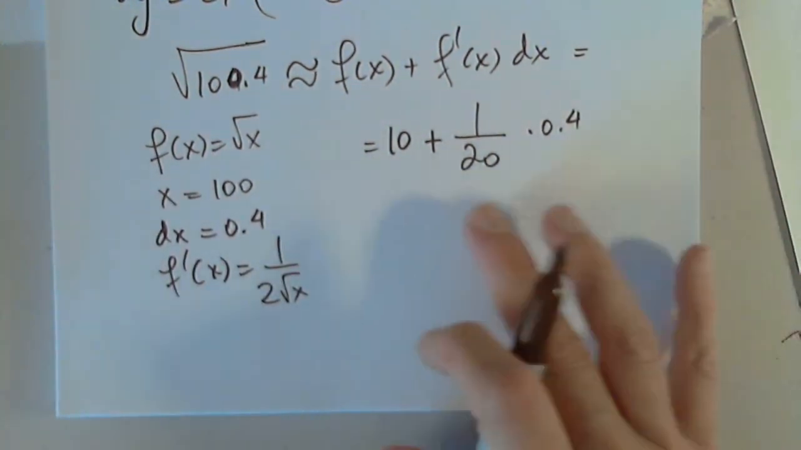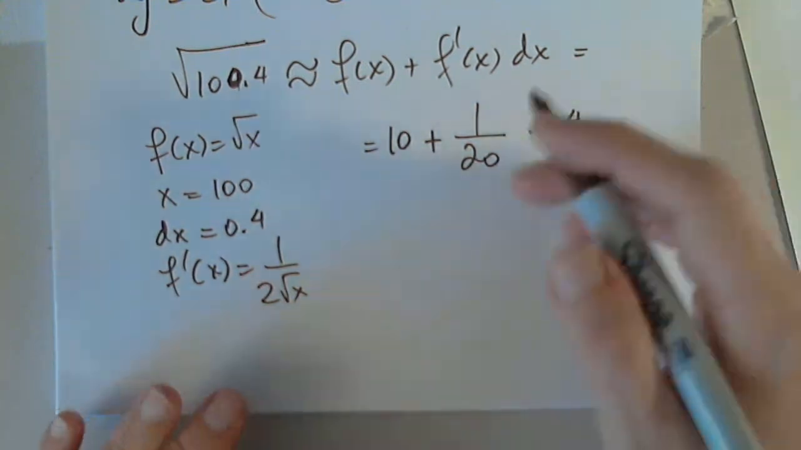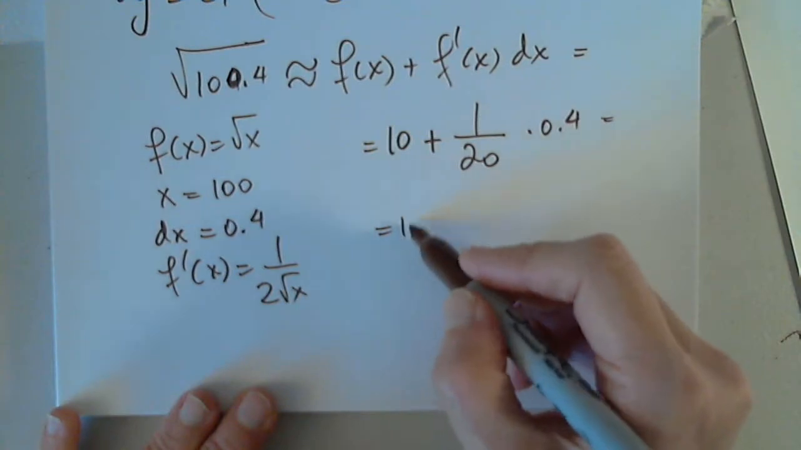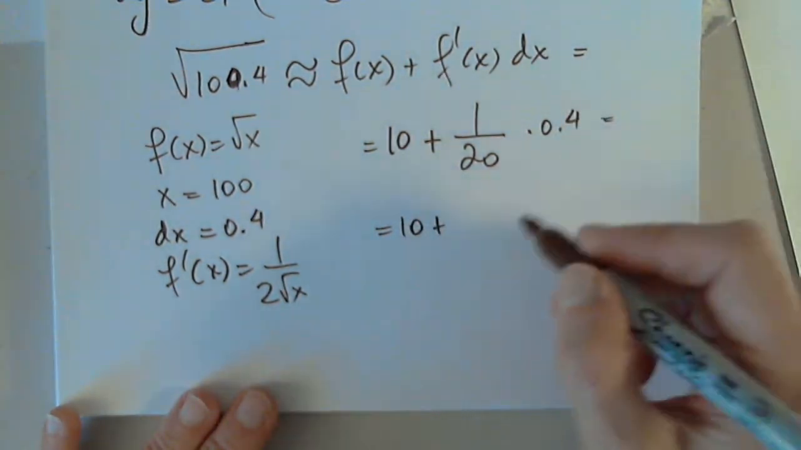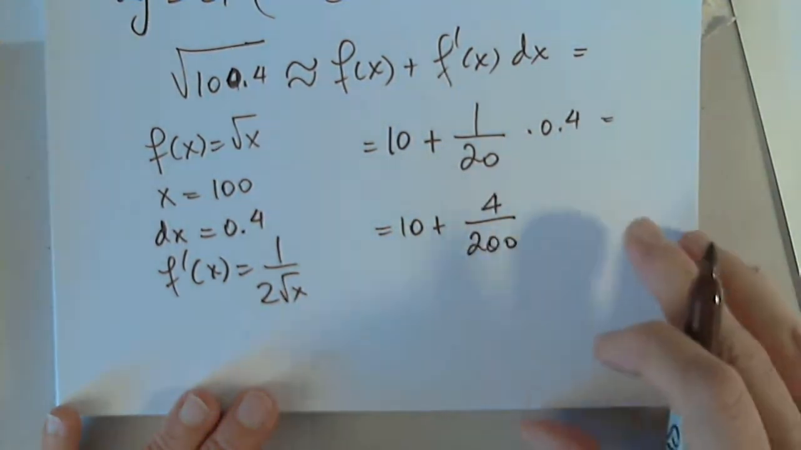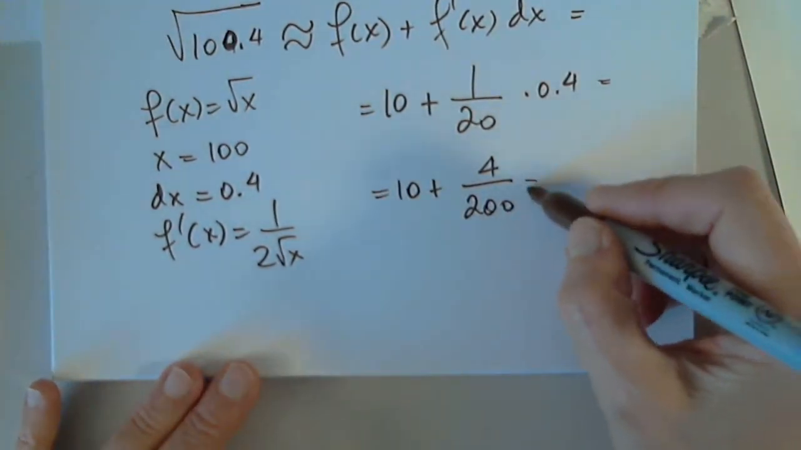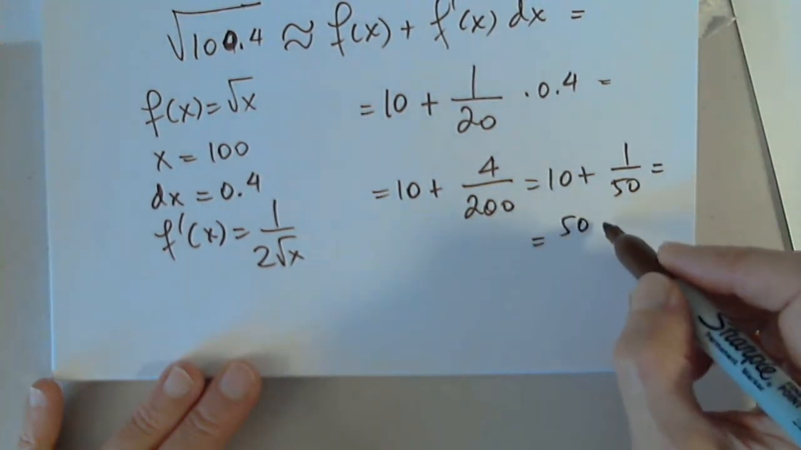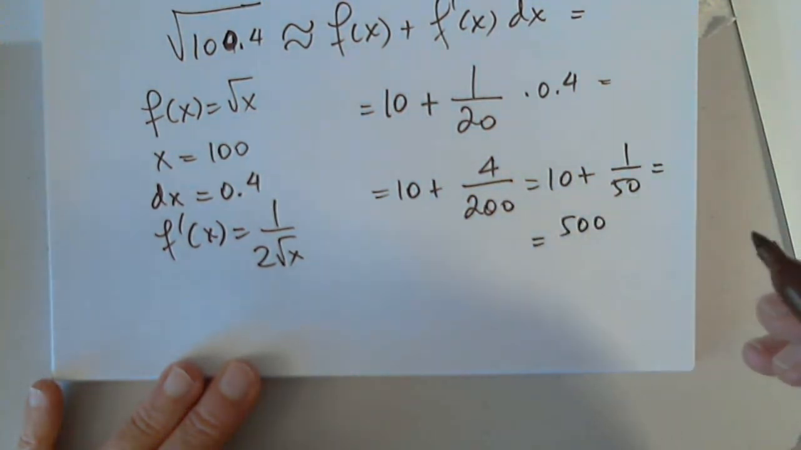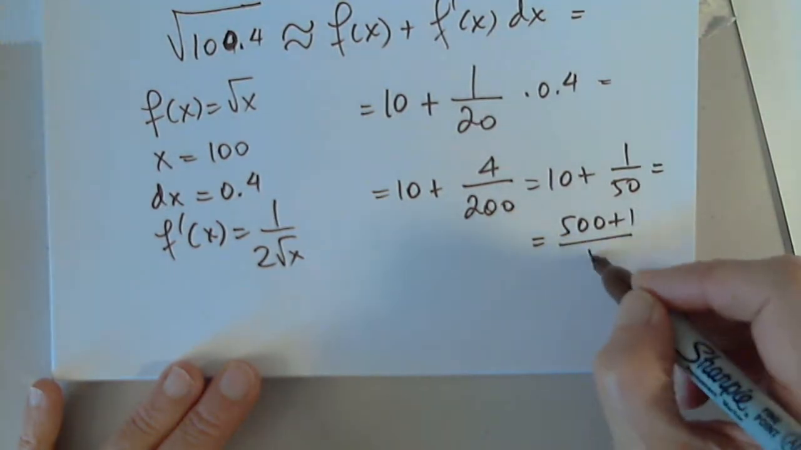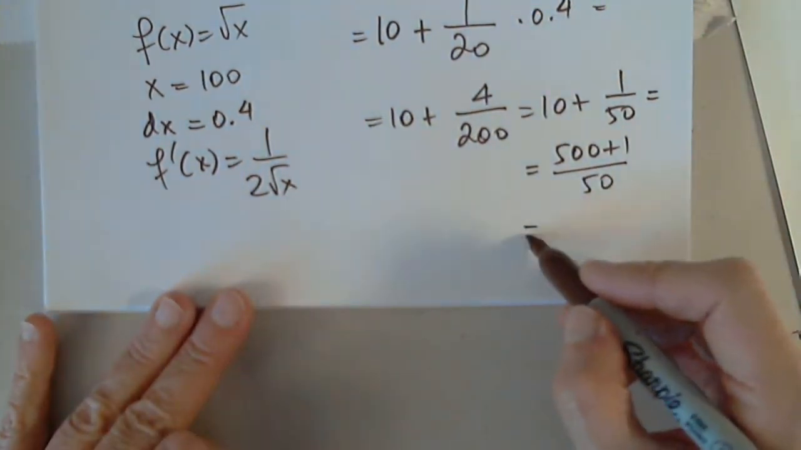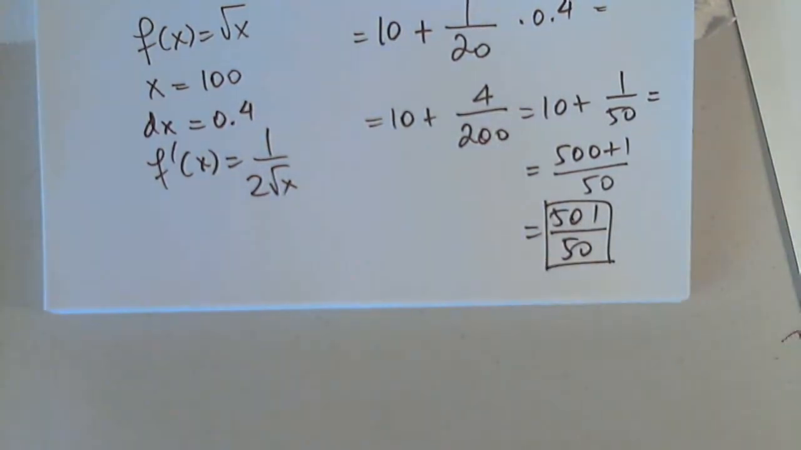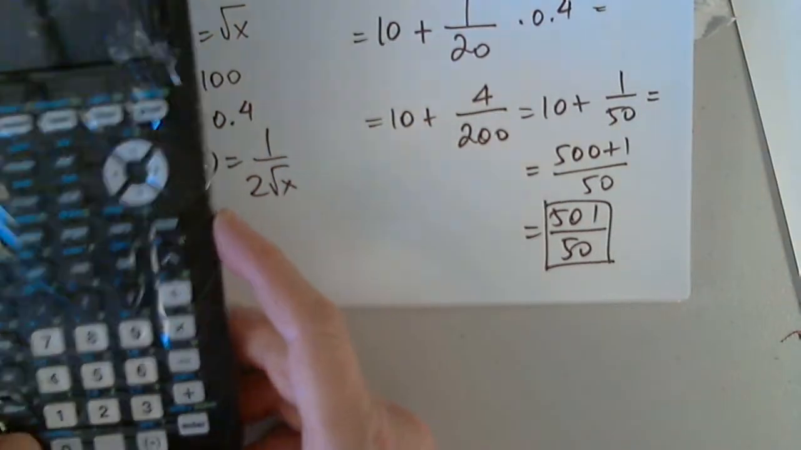And no, we're not asked to put this in the graphing calculator to get an approximate value. We're not. So here I have 10 plus, multiply top and bottom by 10, so we get 4 over 200. And simplify by 4, so this is 10 plus 1 over 50. That's all you are asked, so it's 500 plus 1 over 50. So that's what you have to write. That's it.